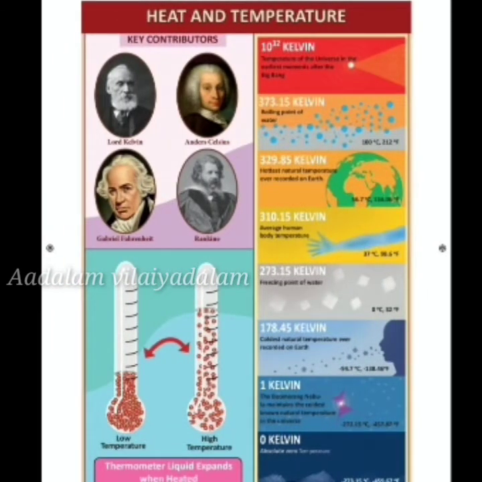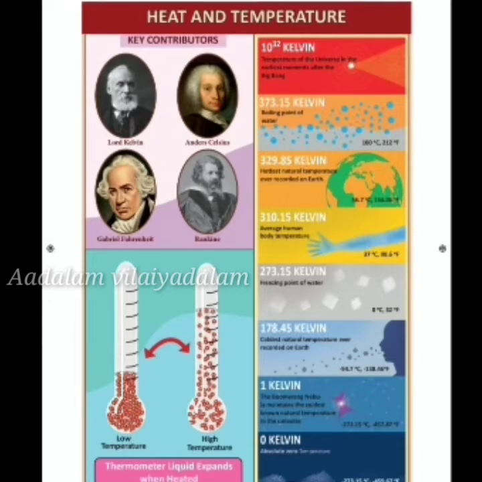See, these are the astronomers and the scientists on whose names the temperature scales are termed. He is Lord Kelvin, he is Anders Celsius, Gabriel Fahrenheit, Rankine, and these are a few temperatures they have found. 10 to the power of 32 Kelvin is the temperature of the universe in the earliest moments after the Big Bang. Boiling point of water is 373.15 in Kelvin, 100 degree C, 212 degree F.